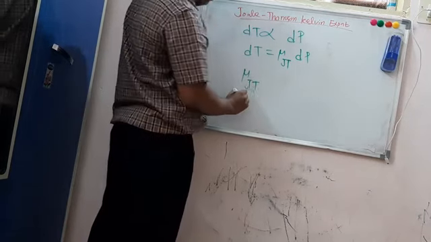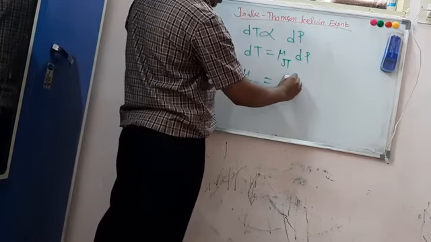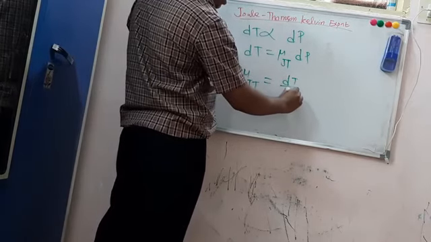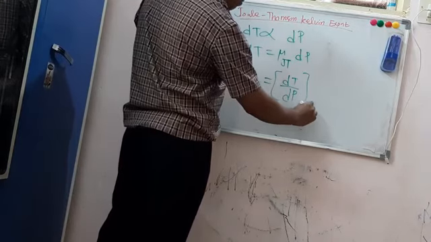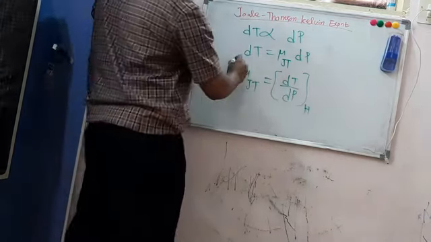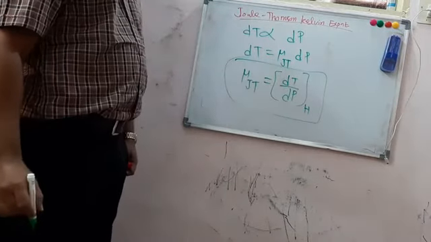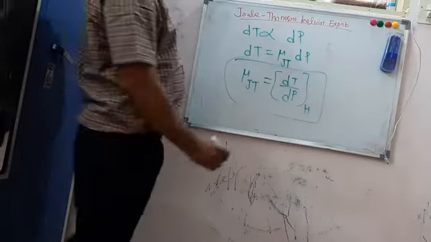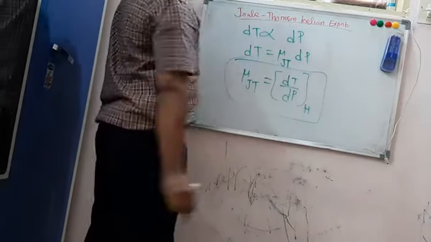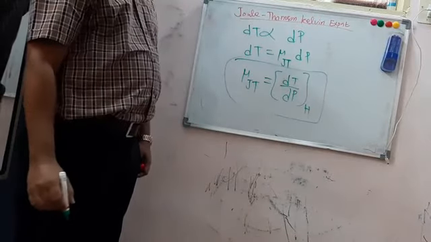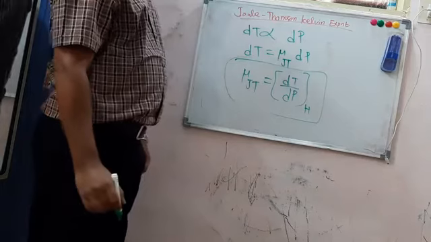So the Joule-Thomson Kelvin coefficient, mu JT, equal to dT by dP with suffix H. This is the final expression for the Joule-Thomson Kelvin coefficient, dT by dP at constant H. Here H stands for isoenthalpic process.